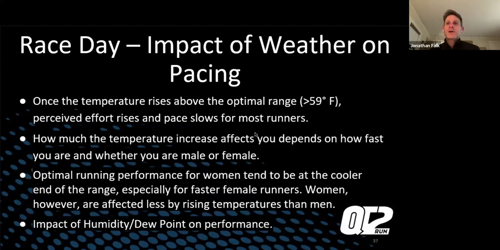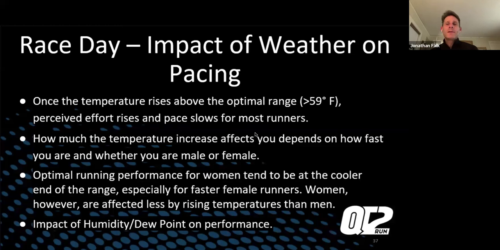So once the temperature rises above the optimal range, 59 degrees Fahrenheit, the perceived effort rises and the pace slows for most runners. How that impacts you can vary depending on how fast you are, and how acclimated you might be based on where you're coming from. I remember someone coming from Texas saying about a particular hot marathon in 2017, "Oh, this wasn't so bad," and I'm like, "That's because you weren't training through a New England winter."